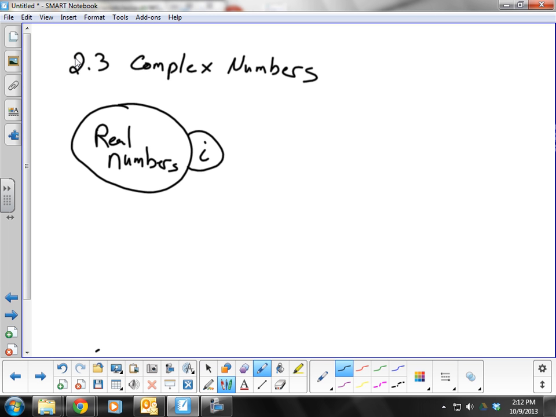And so when you take these two sets together, this becomes a set called complex numbers. So complex numbers are the real numbers with the addition of an i. Now, what is i? Where did i come from? The definition of i is that i is the symbol that we use to represent the square root of -1.